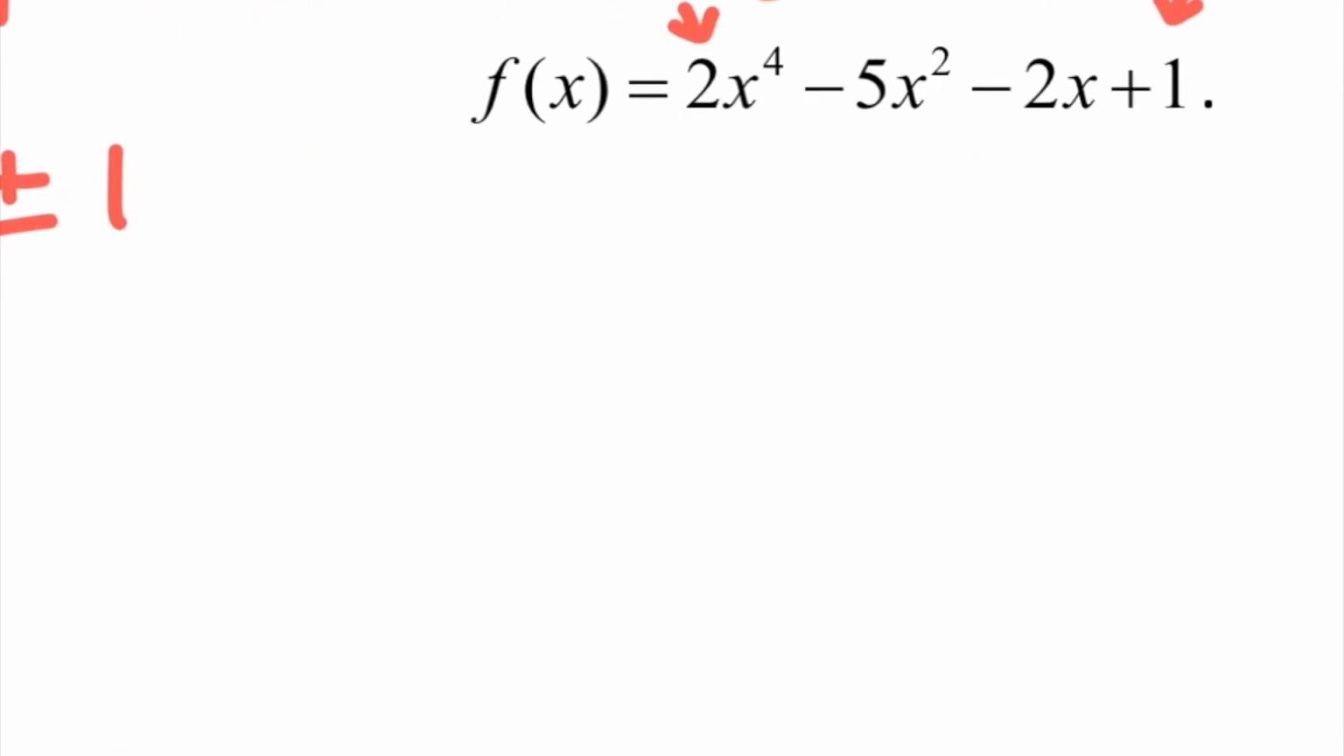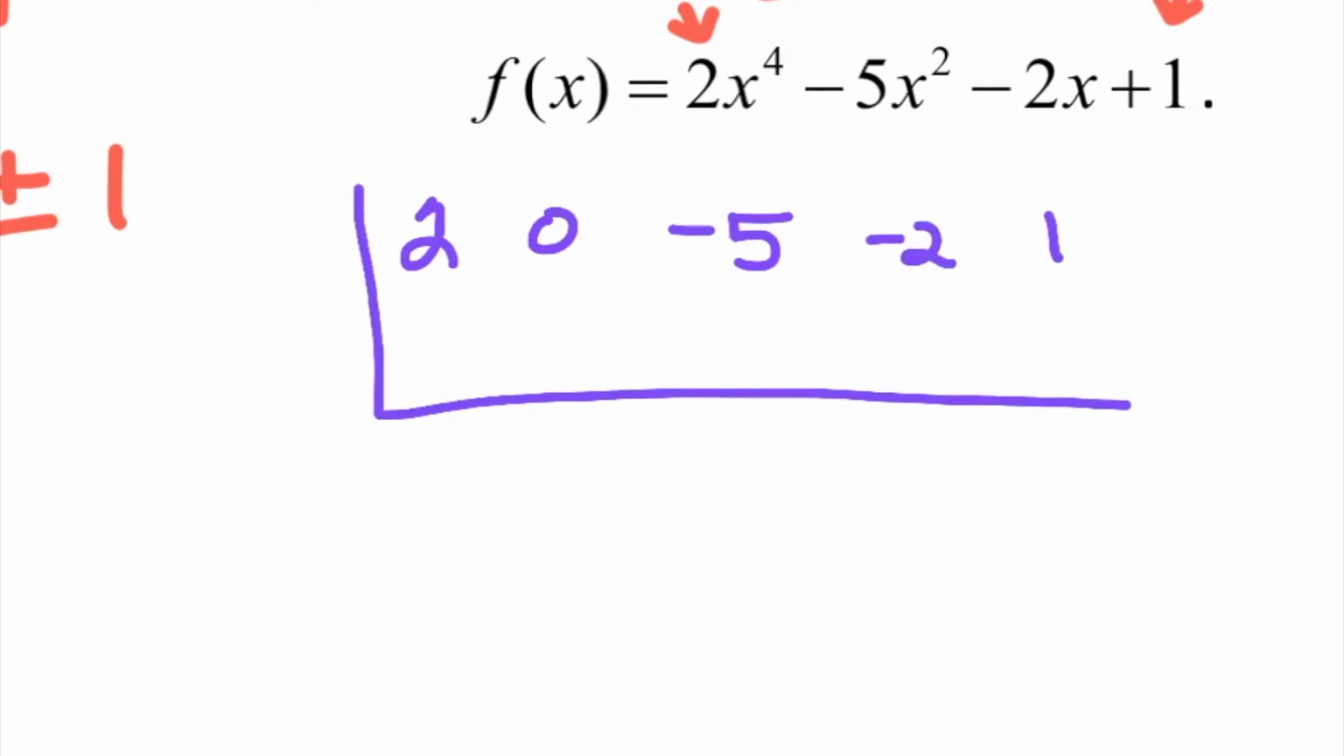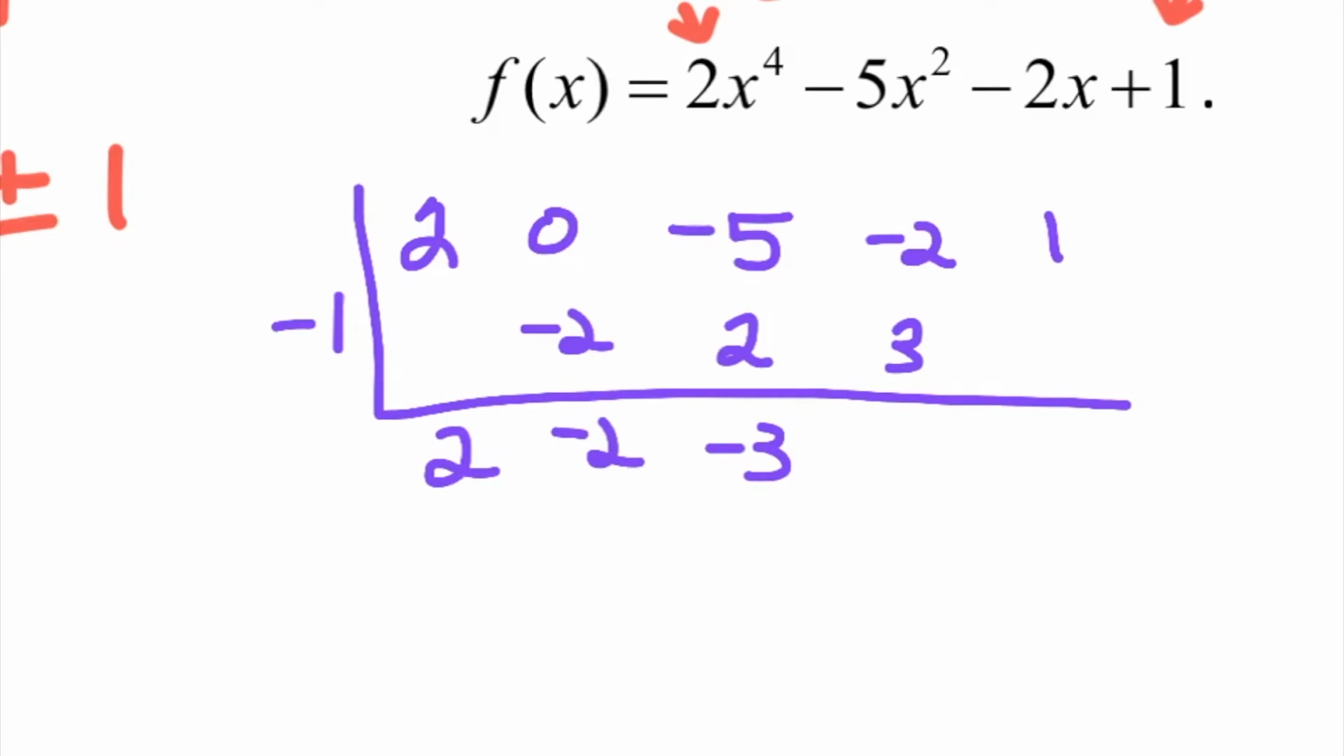So I'm going to do my synthetic division. There's no x cubed term, so I have to put a 0: 2, 0, -5, -2, 1, dividing by -1. Bring down the 2, 2 times -1 is -2, 0 minus 2 is -2, -2 times -1 is +2, -5 plus 2 is -3, -3 times -1 is +3, -2 plus 3 is +1, +1 times -1 is -1, and you knew that you would expect a 0 remainder, because you know that -1 is a solution.